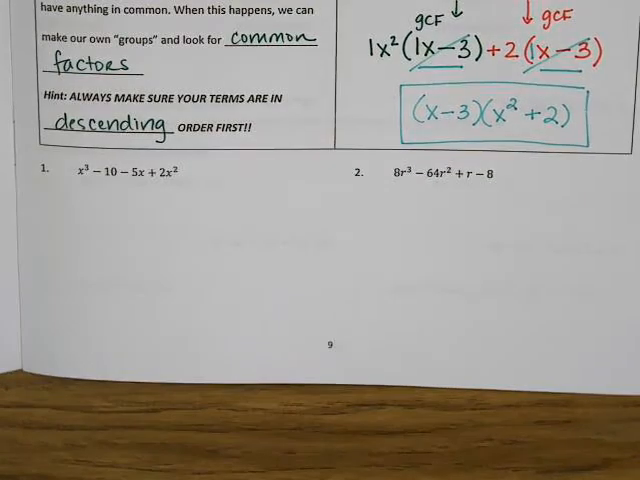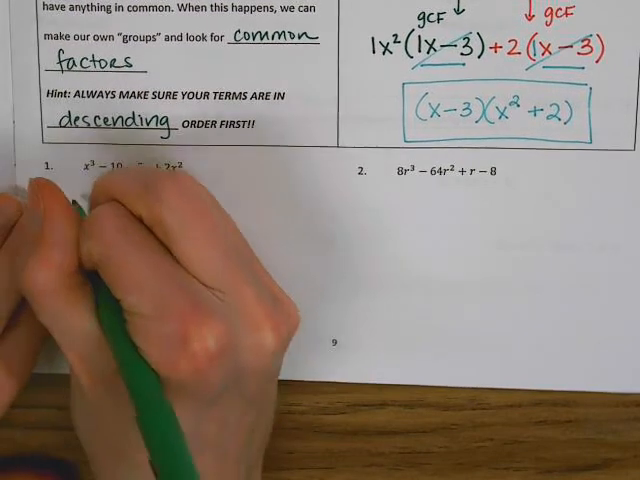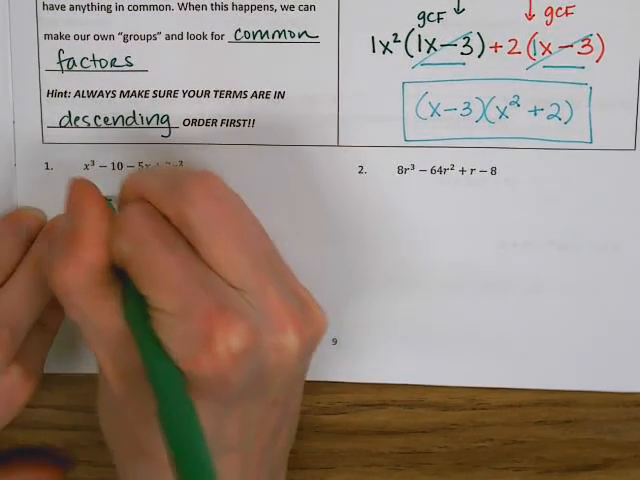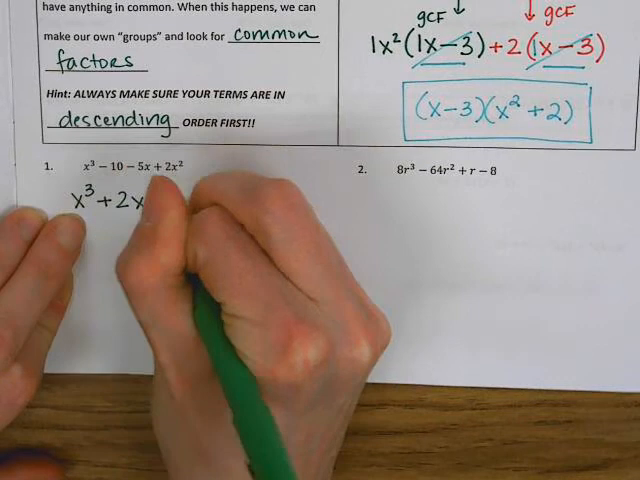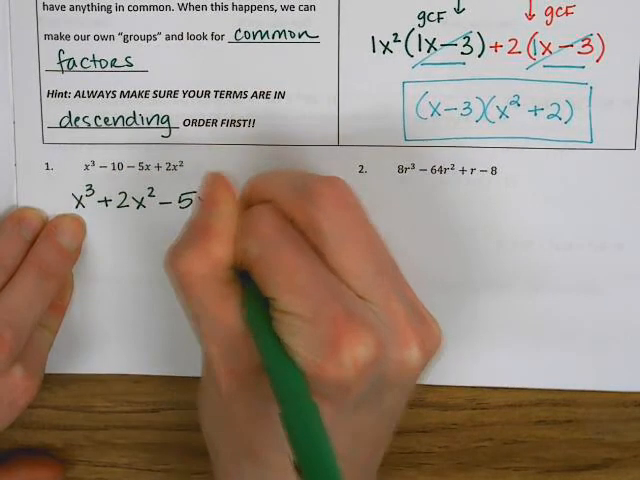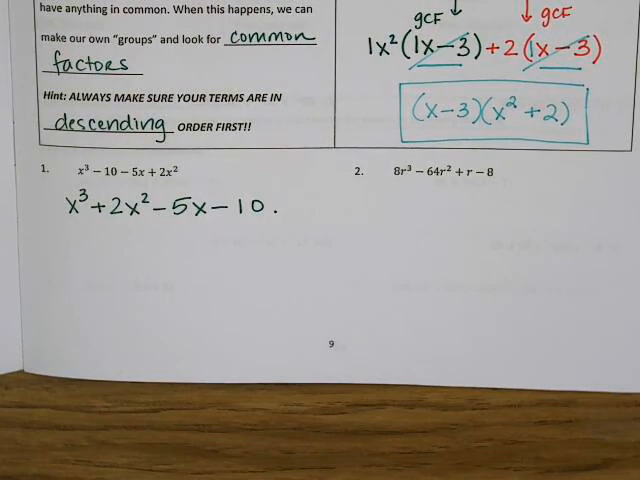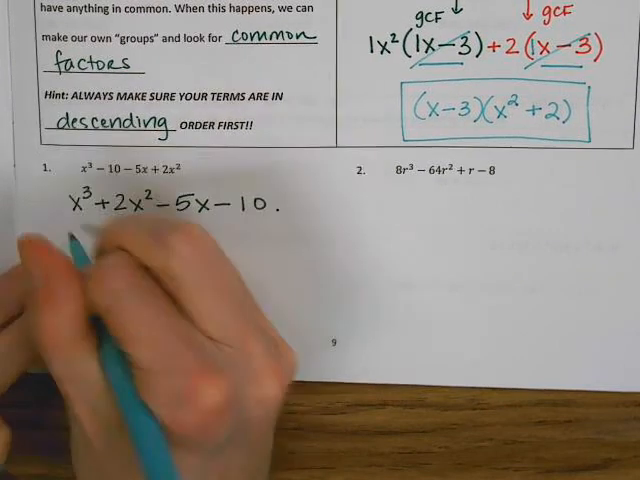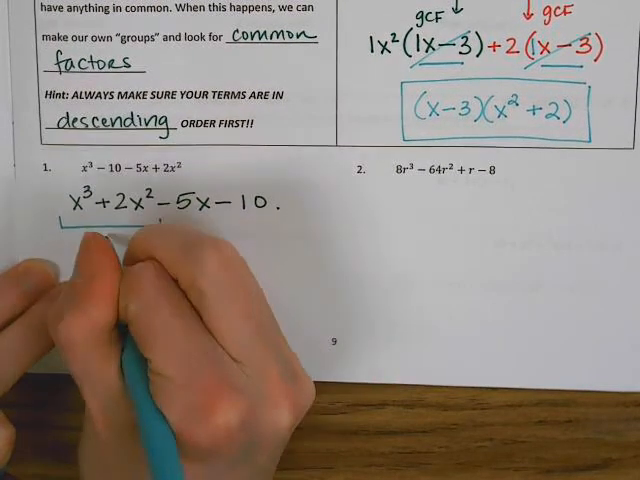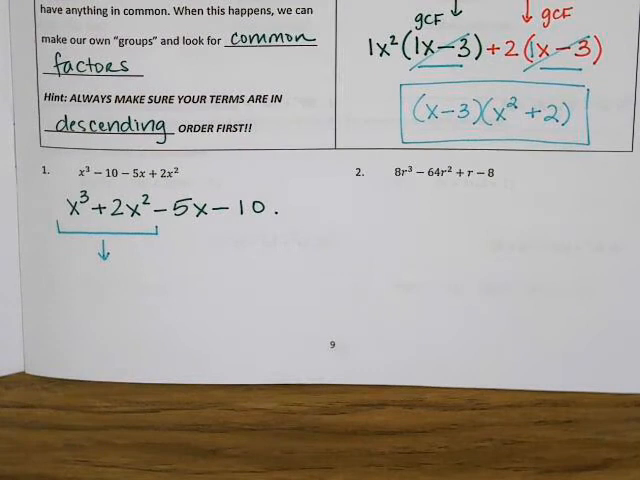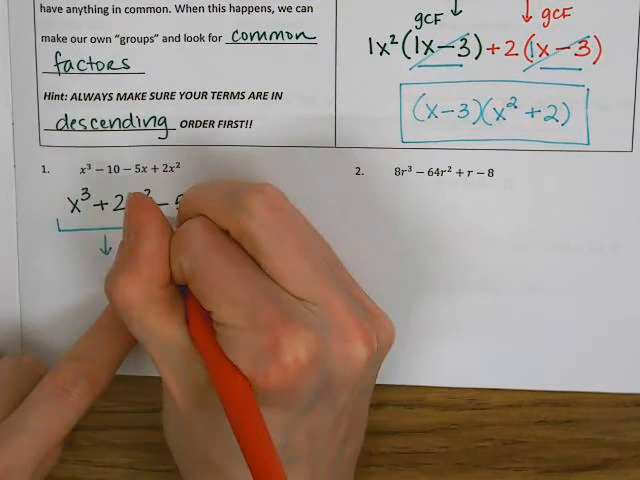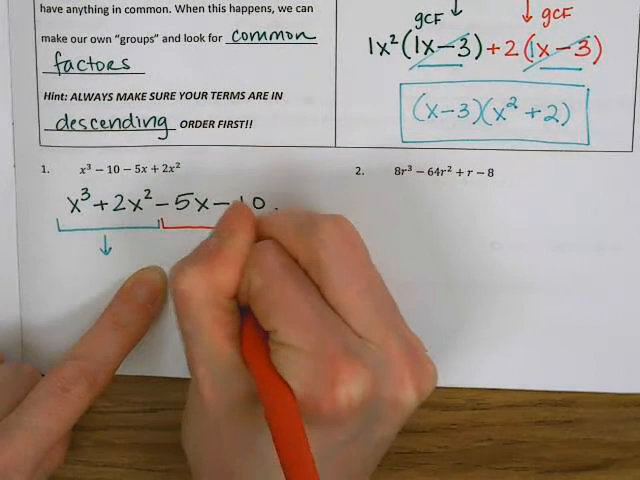All right, let's try one more. Number 1. Now, first thing, we've got to rewrite it in descending order. So I'm going to rewrite it so the exponents are going down. So 1x cubed plus 2x squared minus 5x minus 10. Okay, let's do it, guys. So we need the GCF from the first two, and then we need the GCF from the second two to start.